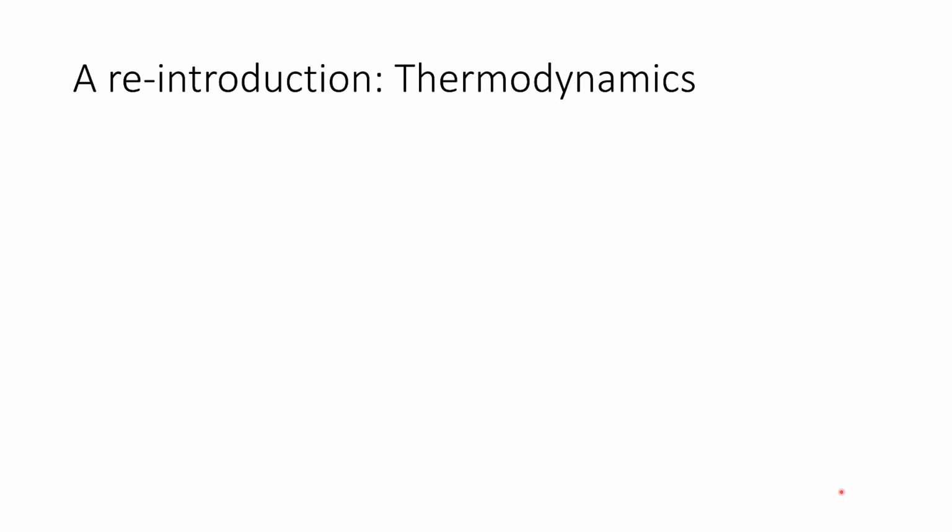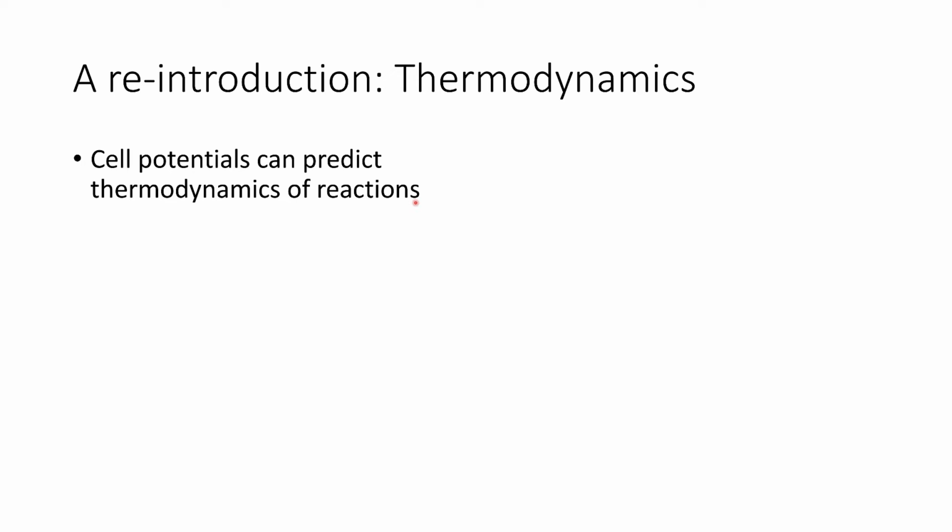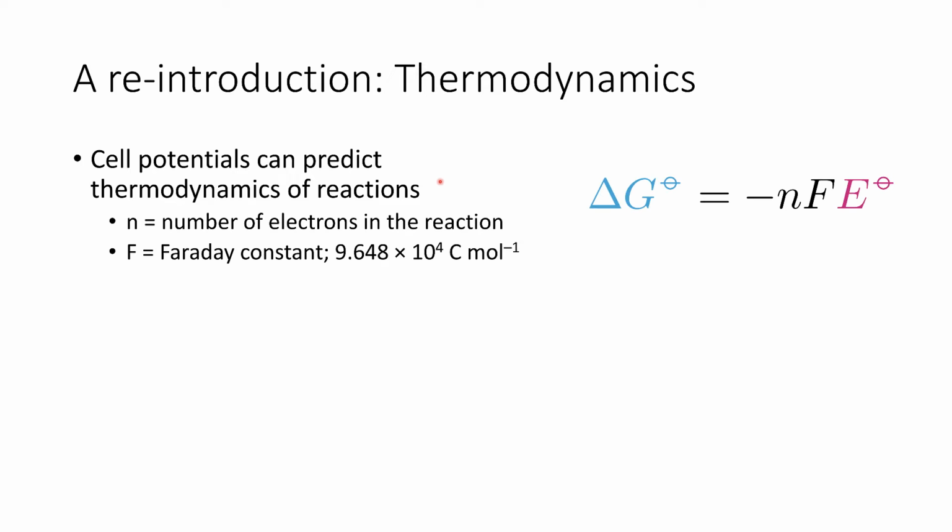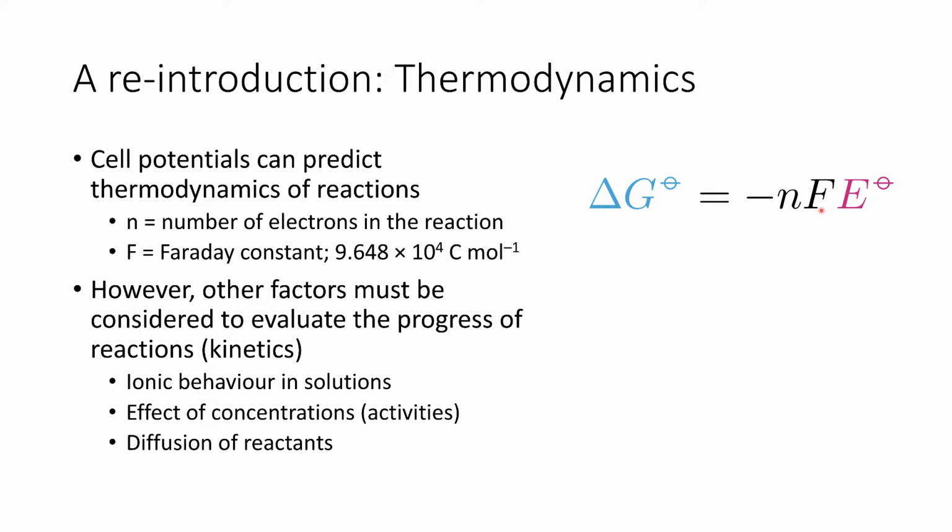With regard to the thermodynamics of cell processes, we can use these cell potentials to predict the thermodynamics of reactions, where delta G standard is minus nFE standard, where n is the number of electrons in the reaction and F is the Faraday constant. So this can be used to predict a wide range of reaction outcomes, not just those happening in electrochemical cells, because electrochemistry happens all over. Anywhere you have an exchange of electrons, we have electrochemistry. But this only predicts the thermodynamics, and we have to consider the kinetics of a reaction as well. And this study of electrochemistry allows us to look at the ionic behavior in solutions, the effect of concentrations and in particular solution activities, and what happens when reactants start moving through solution, this diffusion happening.